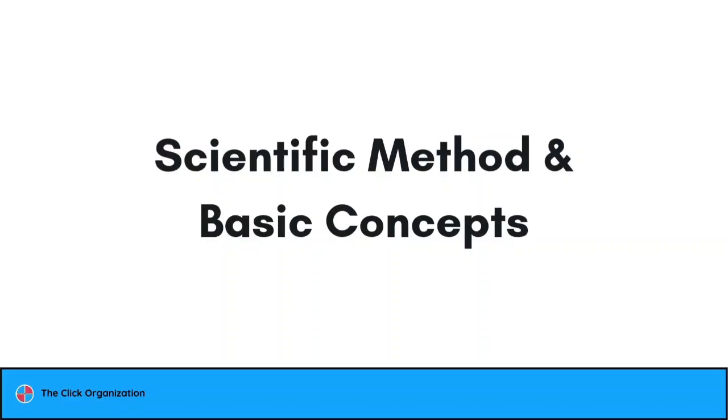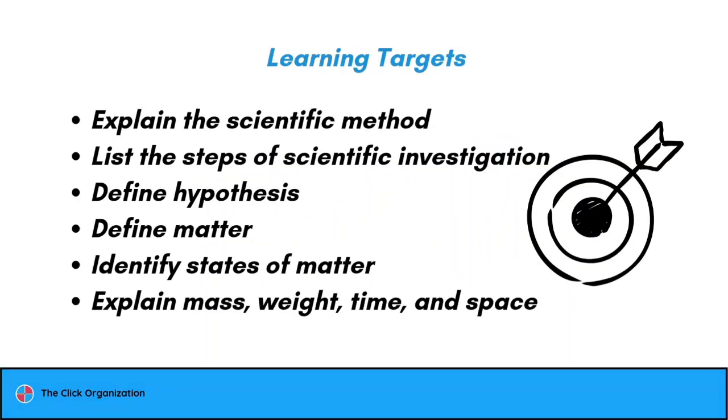Hello everyone, welcome to the Click Physics 1 course, Lesson 2, Scientific Method and Basic Concepts. By the end of this lesson, you will be able to explain the scientific method, list the steps of scientific investigation, define hypothesis, define matter, identify states of matter, and explain mass, weight, time, and space.